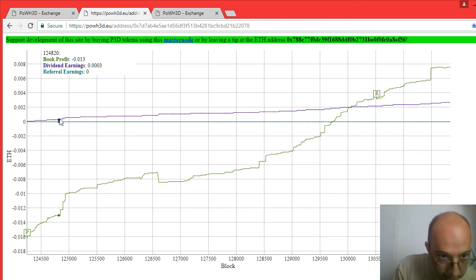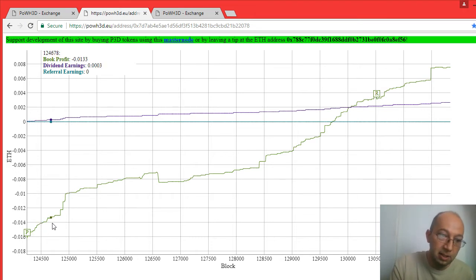This blue line here that's just sort of flat, that would be referrals, because this smart contract does have a one-time referral programmed into it, meaning if someone purchases and they use your link, you get a little bit of the transaction. I think it's 3% of the total.